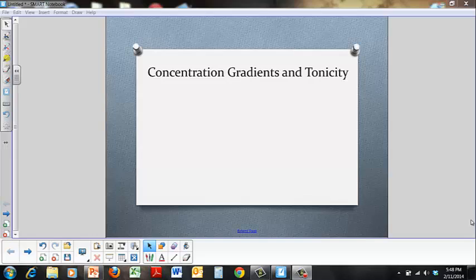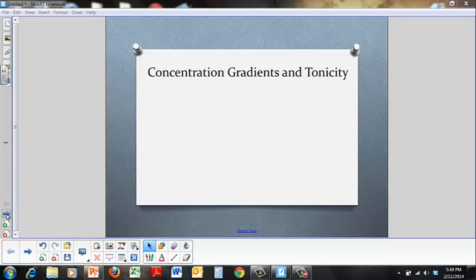Hello, today's lecture we're going to focus on concentration gradients and tonicity. In order to understand this material, it is important that you really understand diffusion. So if you haven't got a good understanding of diffusion, I do recommend that you go back and watch the diffusion video. Go back and read your notes on them. But it is important that you understand diffusion in order to understand concentration gradients and tonicity.